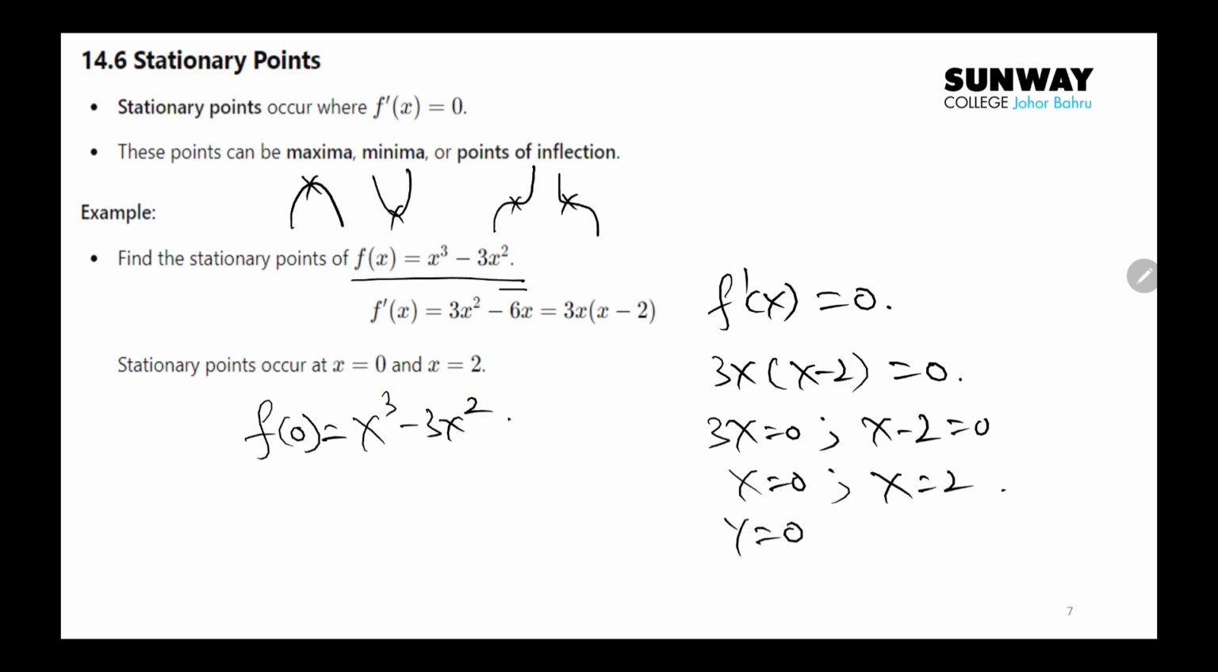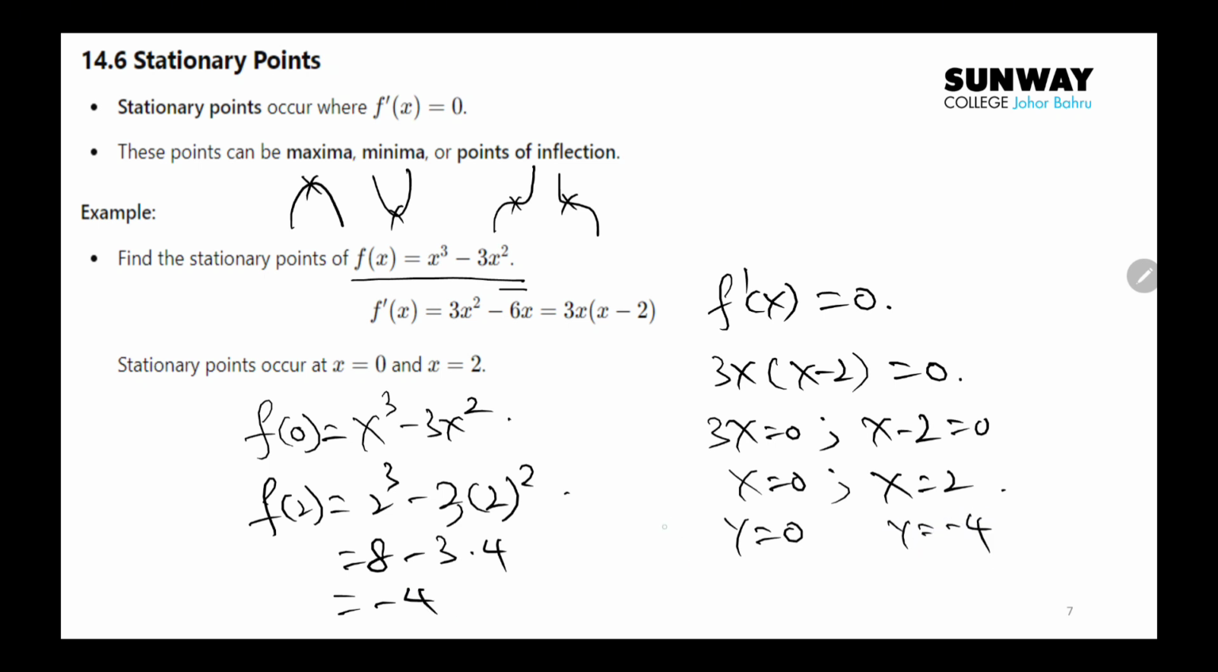So when x equals 0, y equals 0. When x equals 2, this is 8, minus 12, so y equals negative 4. So your stationary points are going to be (0, 0) as well as (2, negative 4).